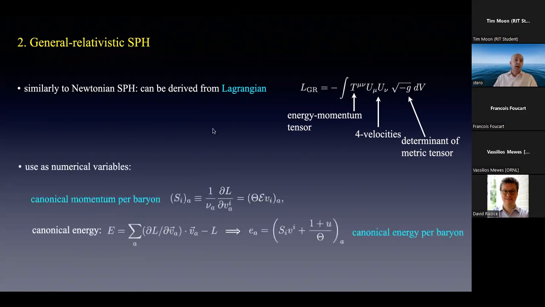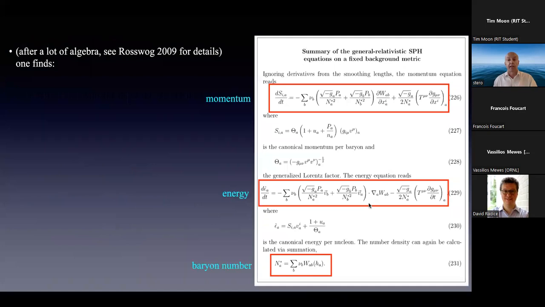So you have to choose some variables, but you can calculate the canonical momentum per baryon. And in this particular case here, this comes out as something like a Lorentz factor times the enthalpy times the covariant component of the coordinate velocity. And then you can also get a canonical energy. And these two types of quantities is what we evolve numerically.